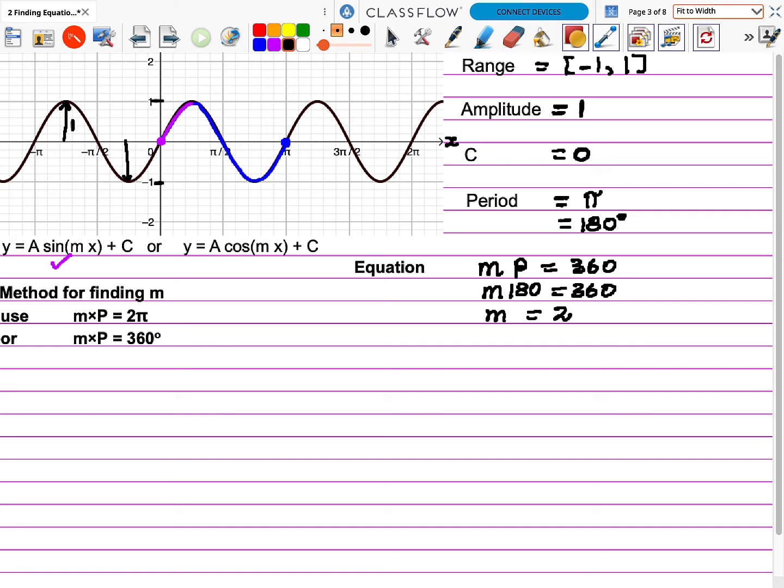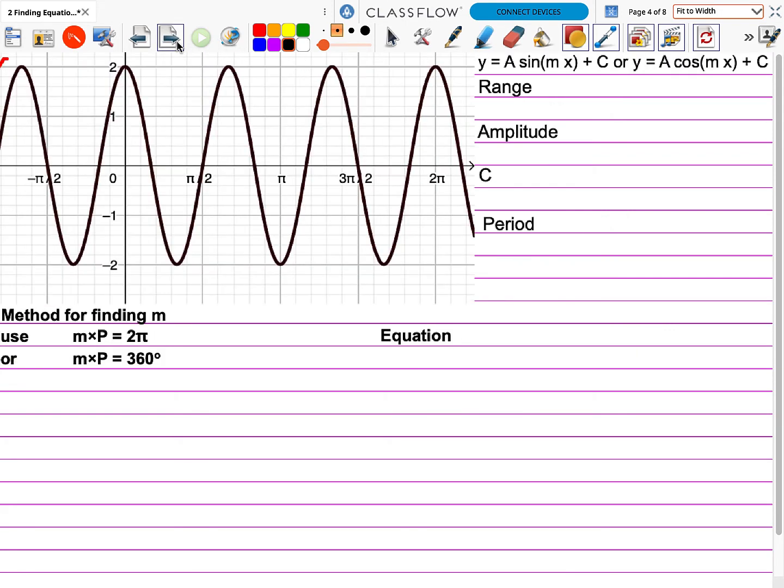So I am now going to write down here the general formula for the sine curve, which is a sine mx plus c. And a is equal to 1, and m is equal to 2, and c is equal to 0. So I can complete my equation, and it's y is equal to sine 2x. Okay, I'm going on now to the next example.